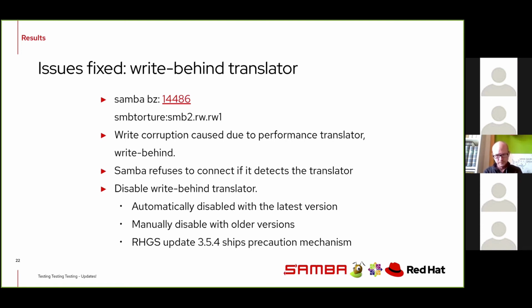If it detects it, but it's unable to disable the translator automatically because the support was added in a later version, the Samba server refuses to connect to the Gluster volume and prints a warning in the log. In this case, the user is expected to manually disable the translator. Now, a word of caution here, the latest RHGS has this particular problem. It cannot automatically disable the translator, and it has to be manually disabled by the user.